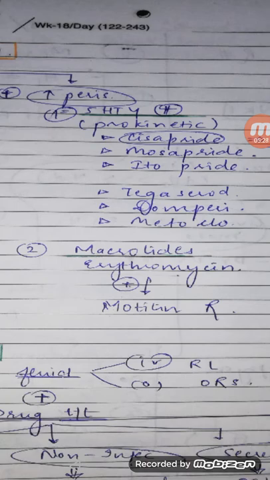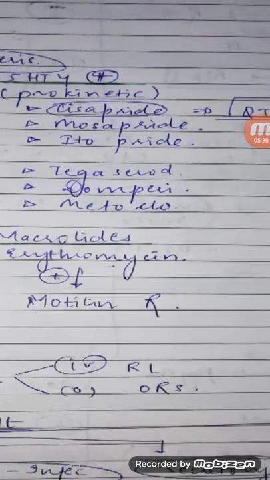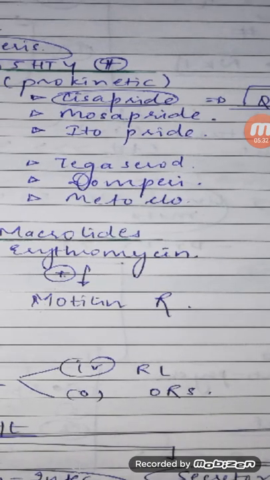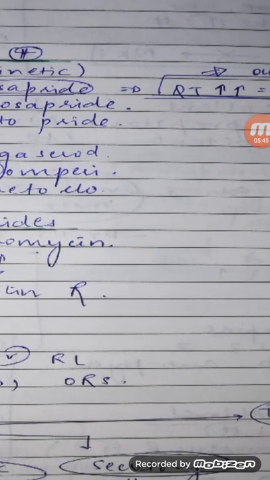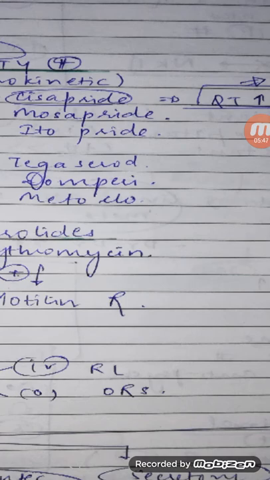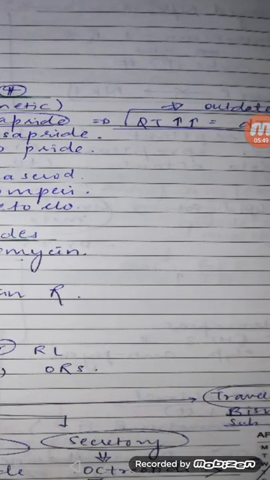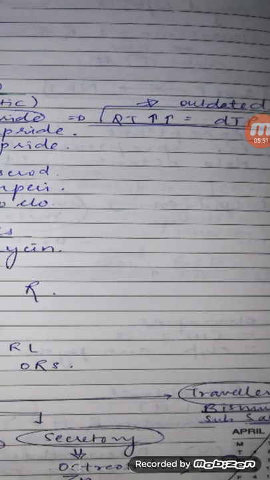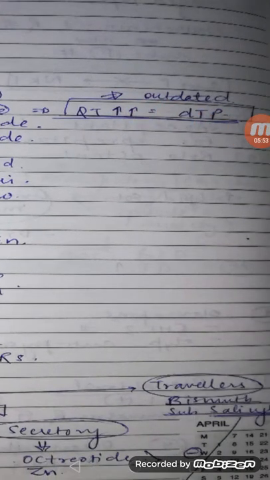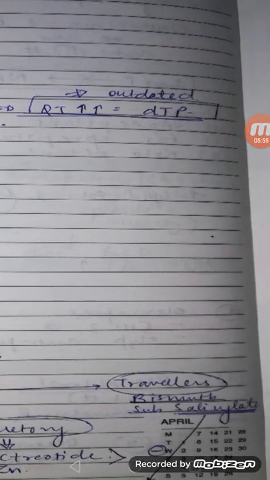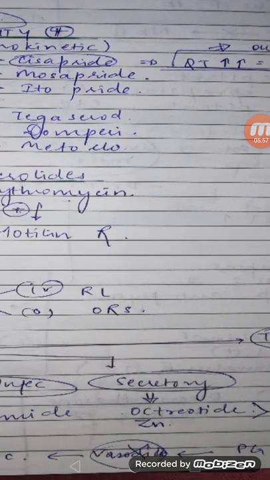These 5-HT4 agonist drugs are prokinetic drugs. So cisapride, mosapride, etopride, all these pride drugs. And then we have tegaserod, domperidone, metoclopramide. These are also having this prokinetic property. Even these pride drugs cause QT prolongation, and it is the maximum for cisapride. Therefore, it's no more used. It can even cause Torsades de Pointes.